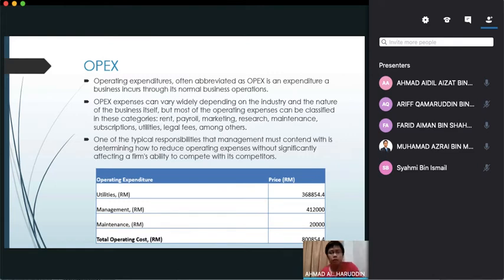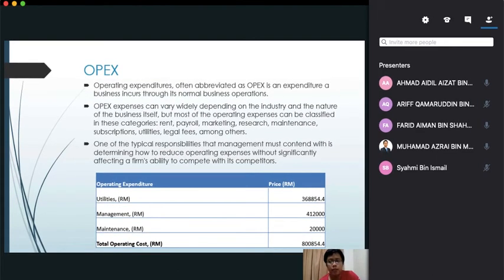Next is the OPEX. OPEX, the operating expenditure, is an expenditure a business incurs through its normal business operation. OPEX expenses can vary widely depending on the industry and the nature of the business itself, but most operating expenses can be classified in categories such as rent, payroll, marketing, research, maintenance, subscriptions, utilities, legal fees, and others. But for this project, we focus on three types, which are utilities, management, and maintenance for our OPEX.